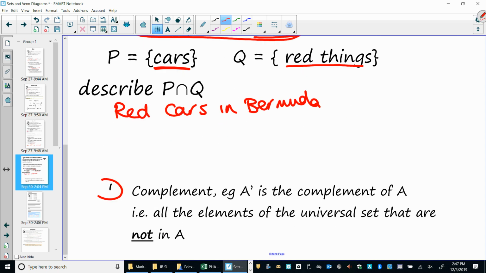If you see the dash, it means the complement. If you see a dash, it means the complement of it, which means anything that's not in that set. So, for example, if we had P dash, it would be anything that was not a car in Bermuda. Does that make sense? Complement means not. If you have the dash next to it, it means anything other than those things.